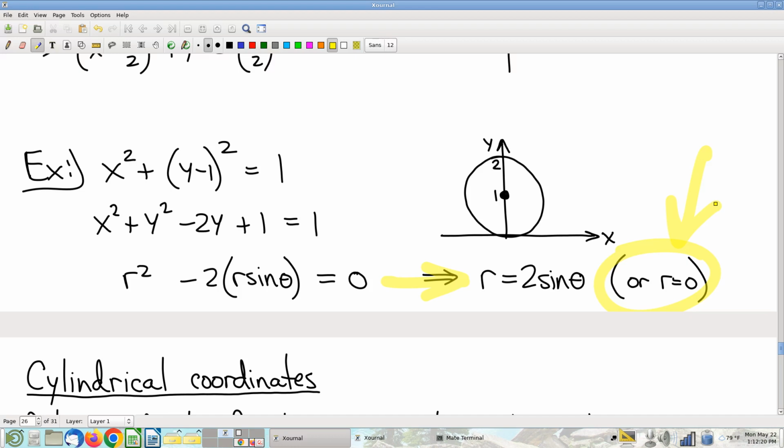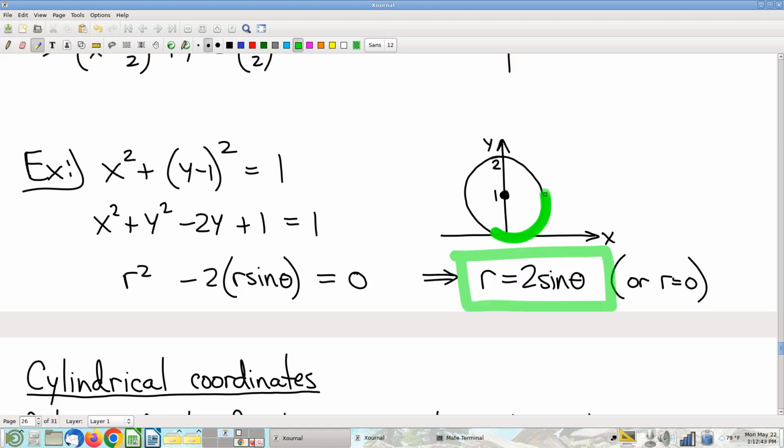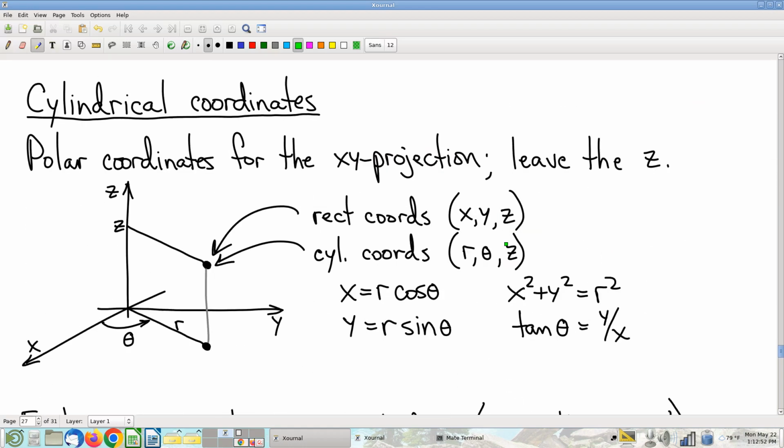Now, conveniently, there are values of theta that make r equal to 0. And there is only one point where r is 0, so the problem's not really a problem. But I just wanted to be careful algebraically. Does that make sense? So really, there's just one solution. I mean, this is the equation of this circle. Yeah, that's no problem. Is that cool? Okay, let's go to 3 dimensions.